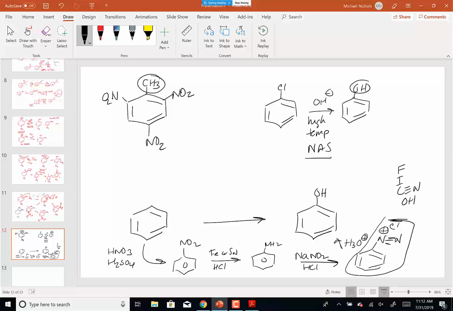So we talked about that yesterday, and we sort of wrote the different reactions. The CN was copper cyanide, KI, the F, I believe I wrote something like NaBF3 or something like that. And then the OH was H3O+.